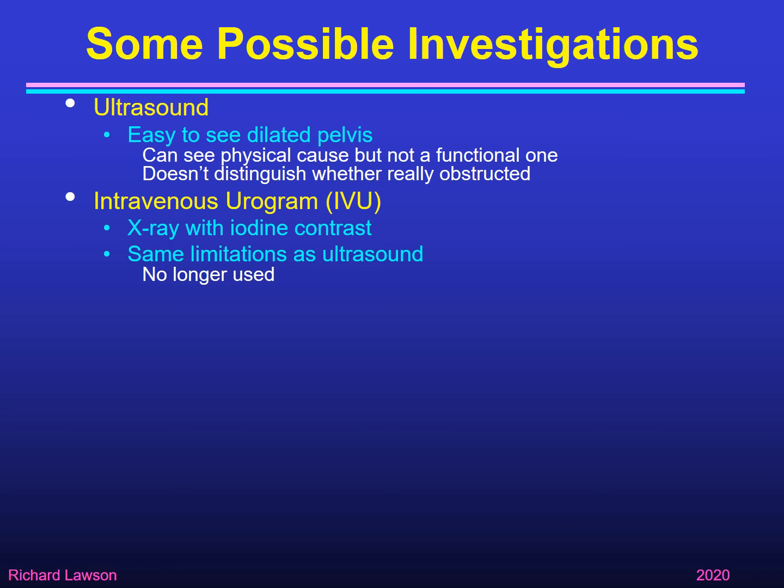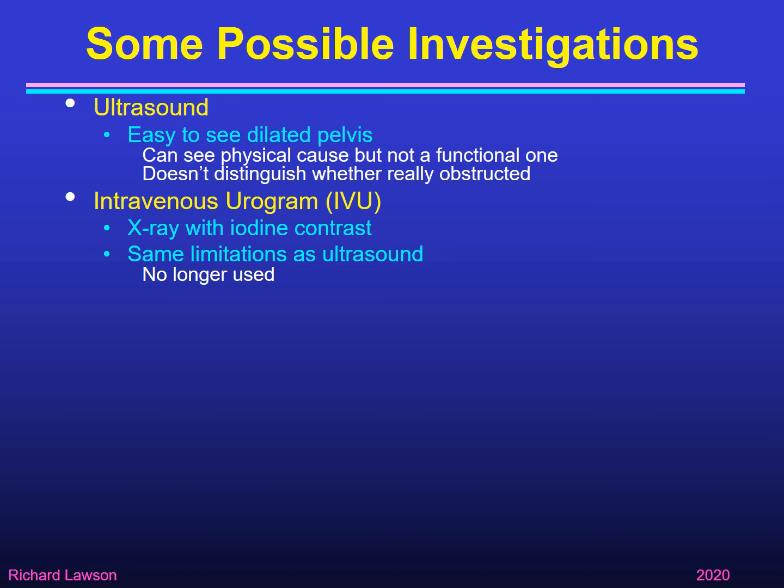The intravenous urogram, the IVU, is an X-ray study with iodine contrast, like the images that I showed earlier. That has the same limitations as the ultrasound. It can demonstrate physical obstruction, but it can't demonstrate functional one, so it can't really say whether it's truly obstructed, even if a stone is there, because it doesn't know what the pressure is.